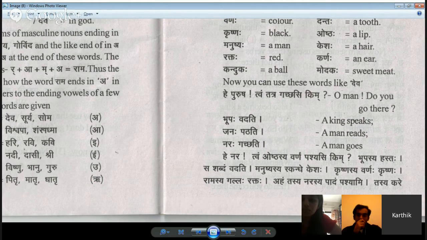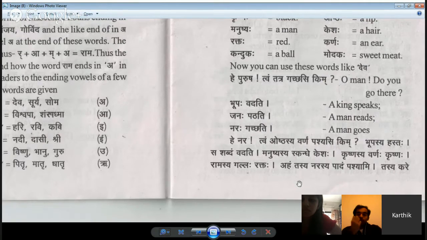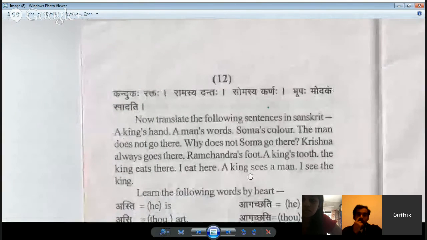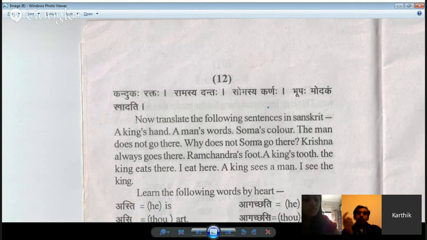Then tasya kare, next page we have to go to. Tasya kare kandukah raktah. Here again we see two words in the prathama vibhakti, kandukah raktah. Again it's like an equation. Kandukah raktah means the ball is red. Okay, now which ball is red? Tasya kare kandukah. Kare kandukah means the ball in the hand.